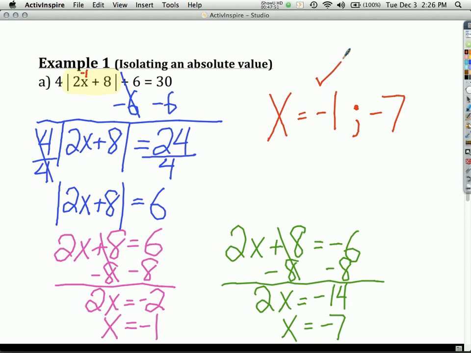Now let's try the negative 7. 2 times negative 7, what do we get there? Dalton? Good. Negative 14 plus 8, what do we get there?